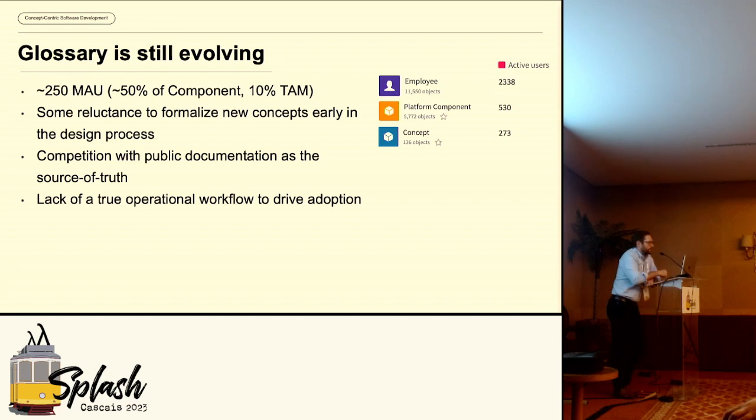It has a little bit under 300 users at this point, compared to about 550 users of the component type. To baseline, the usage of the employee type is about 2,300 internally. So we're at about, let's say, 10% penetration of the total, and probably about 40-50% penetration of the component type.